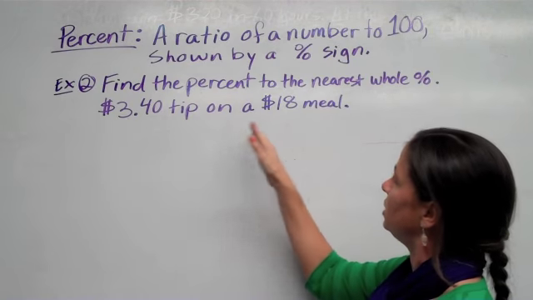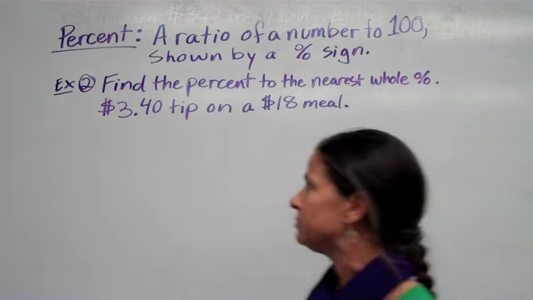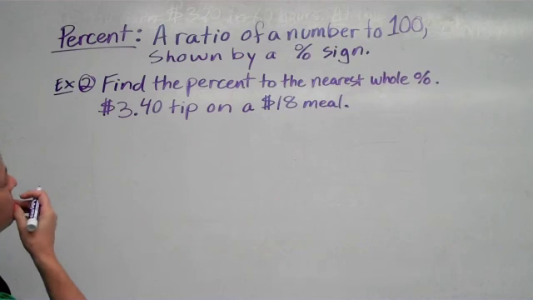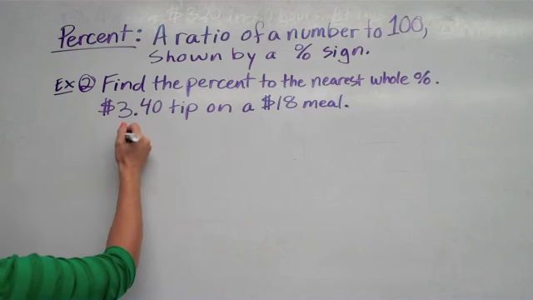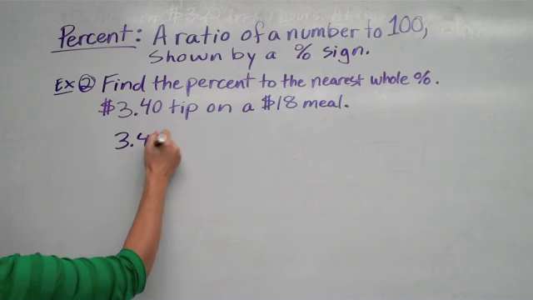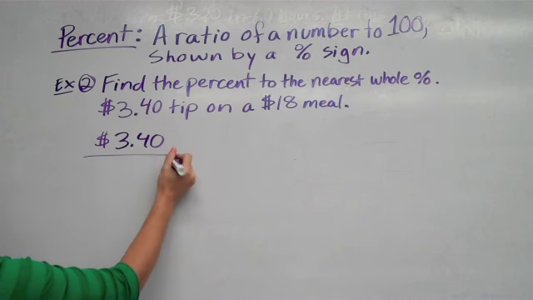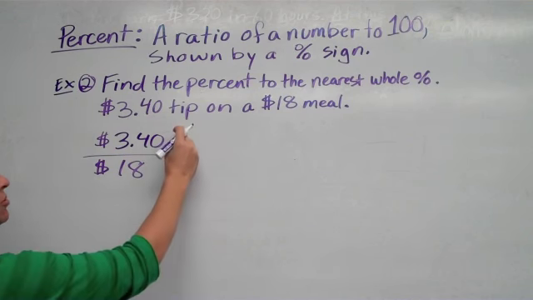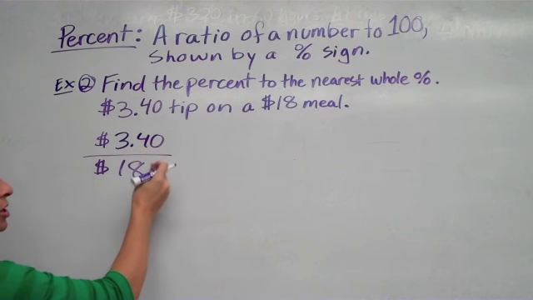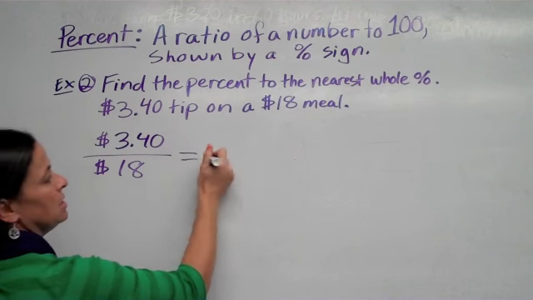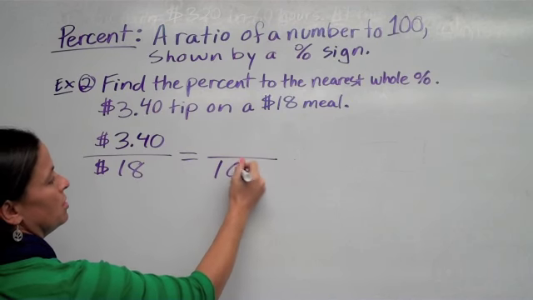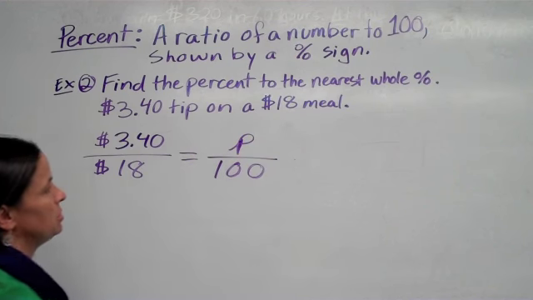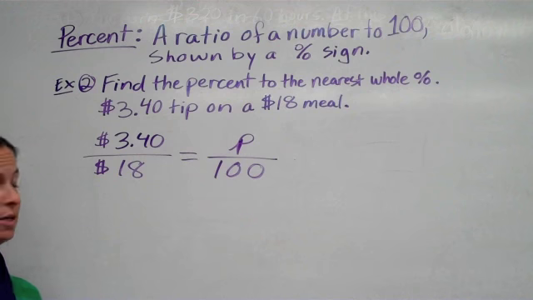$3.40 tip on an $18 meal. So let's start with a ratio of $3.40 compared to $18. Well, this 3.40 is going to be a part of the 18. The 18 is the whole. So the whole is the 100 in a percent, and I'm going to use P as the percent. I now have a proportion set up.